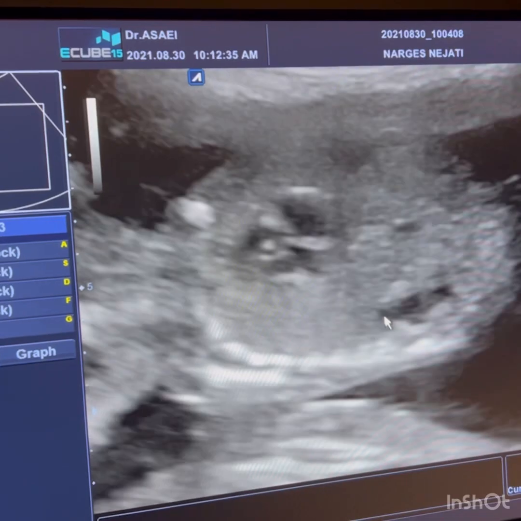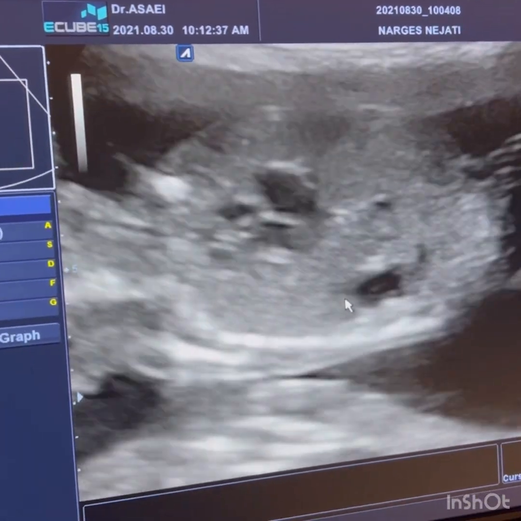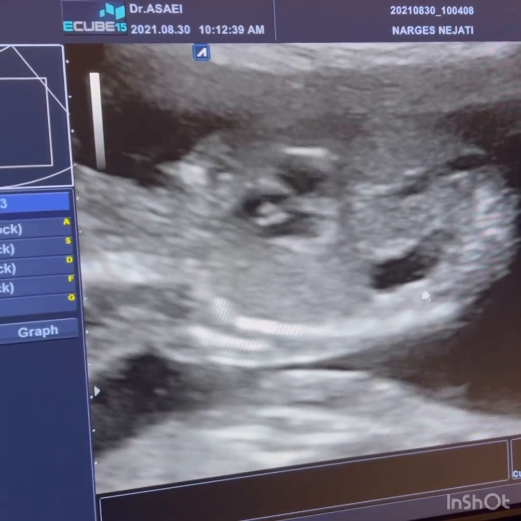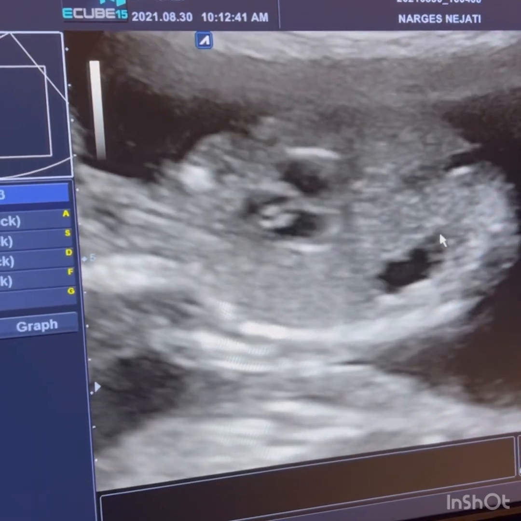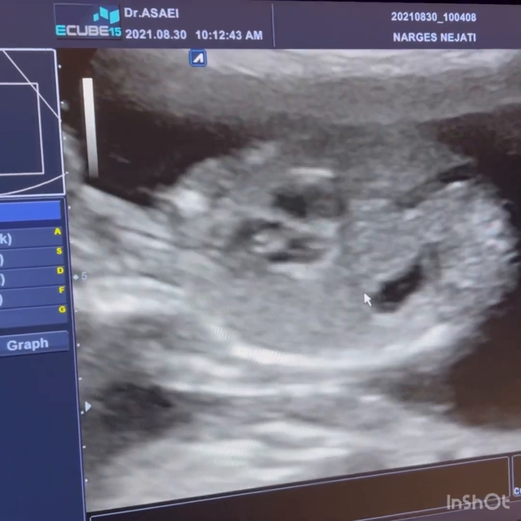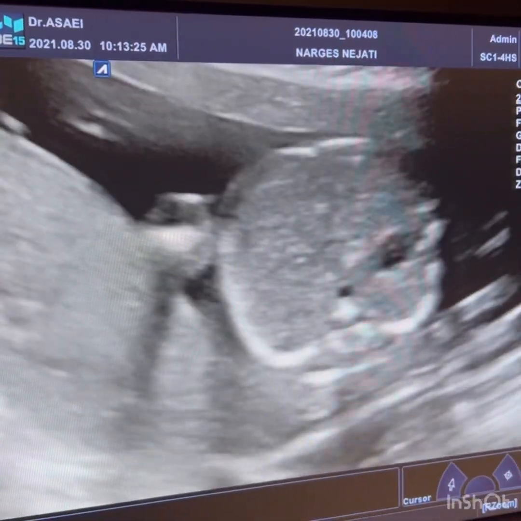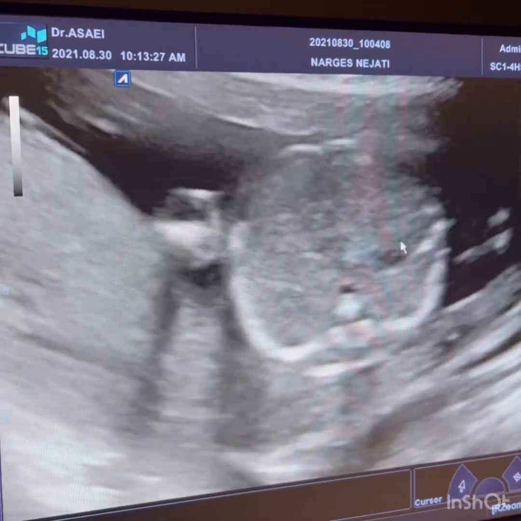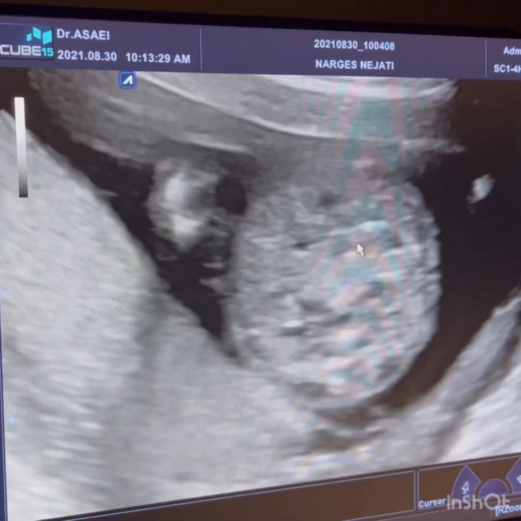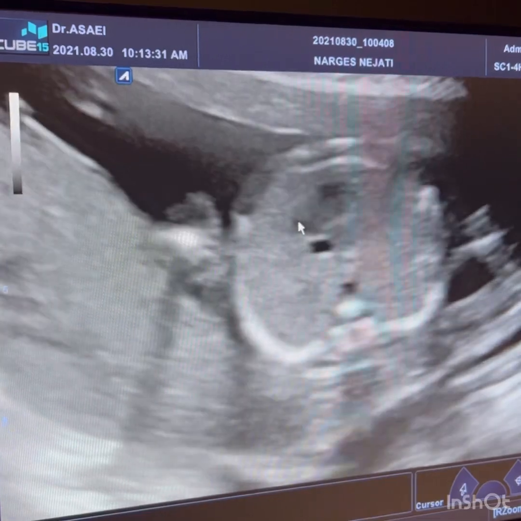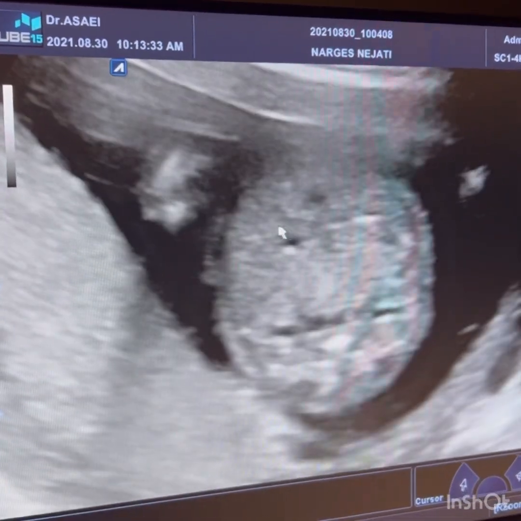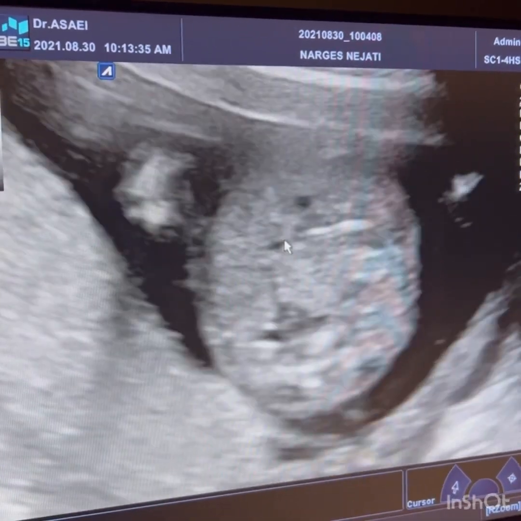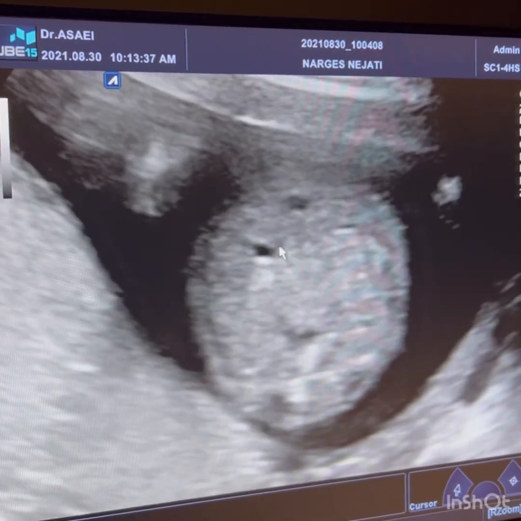Here is the stomach, and the axis of the heart is to the left side of the body and to the stomach. Again, in axial view, we see the stomach on the left side and a small contracted gallbladder on the right side.